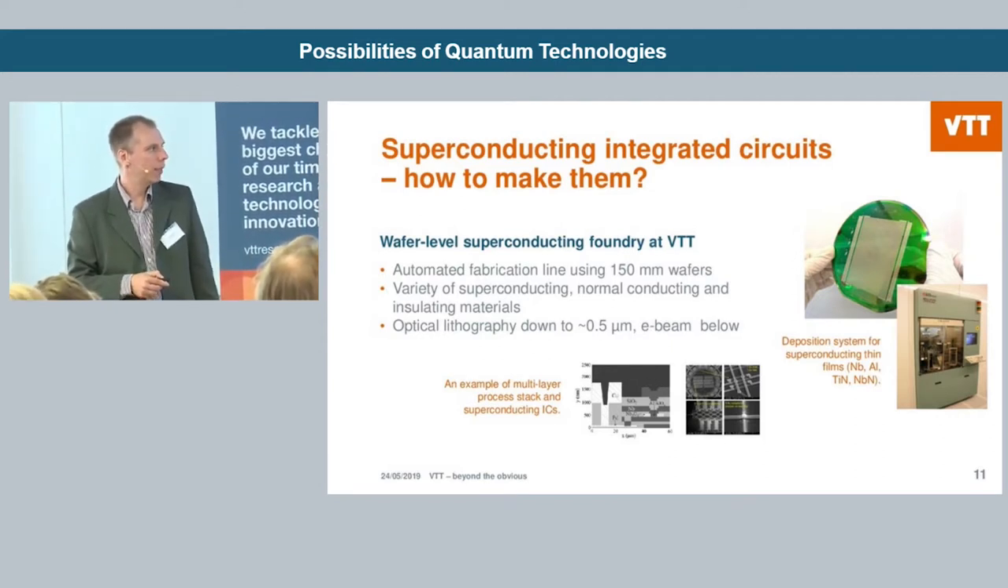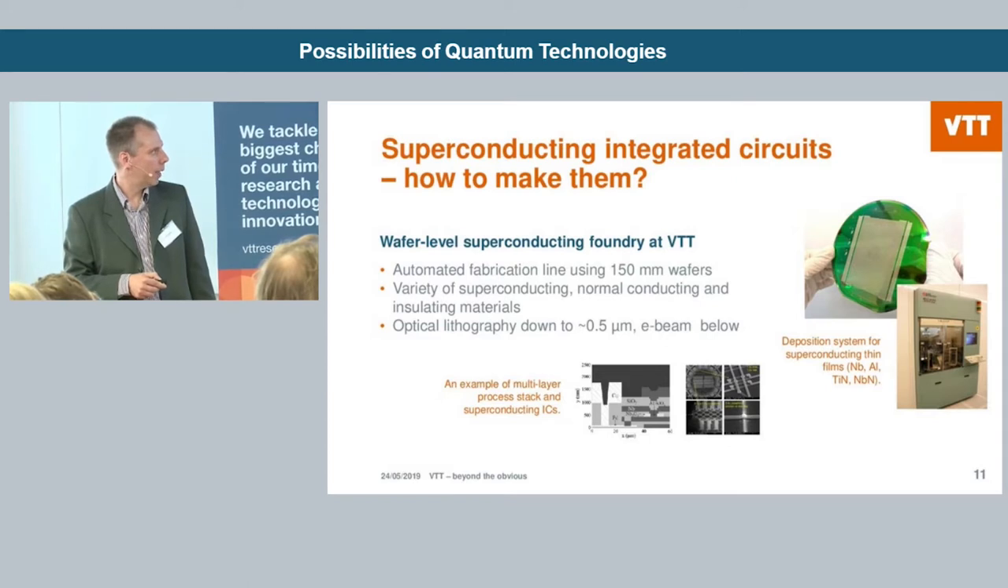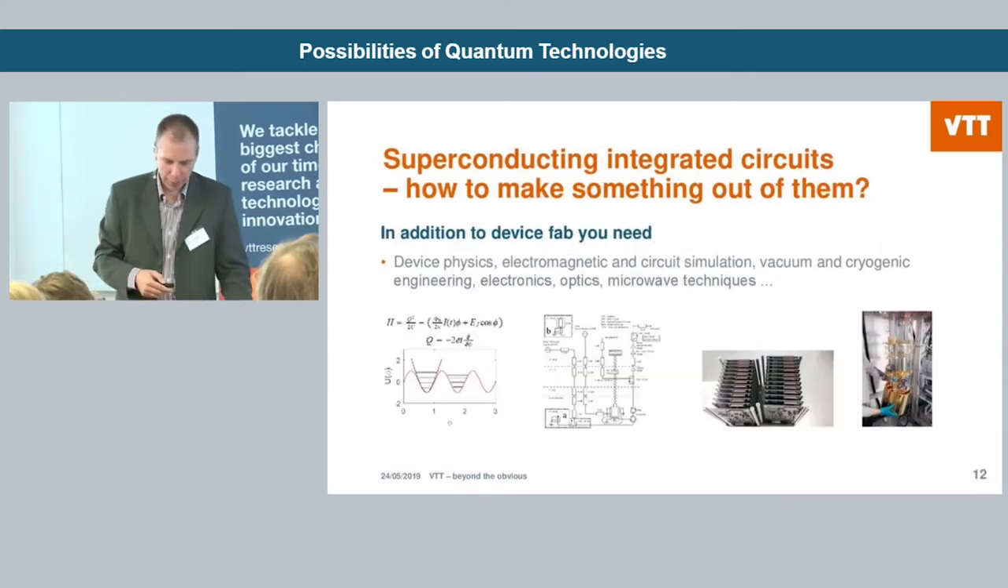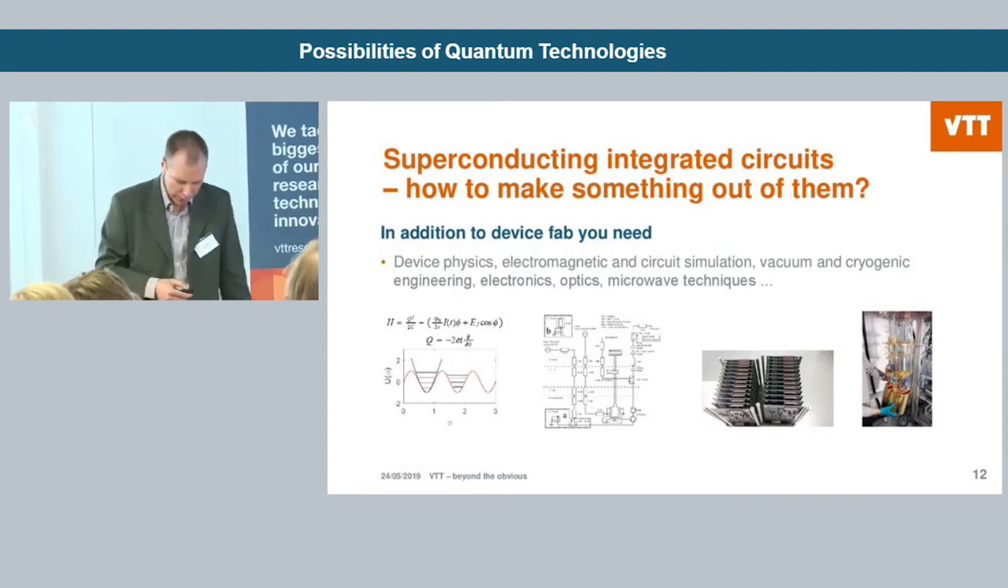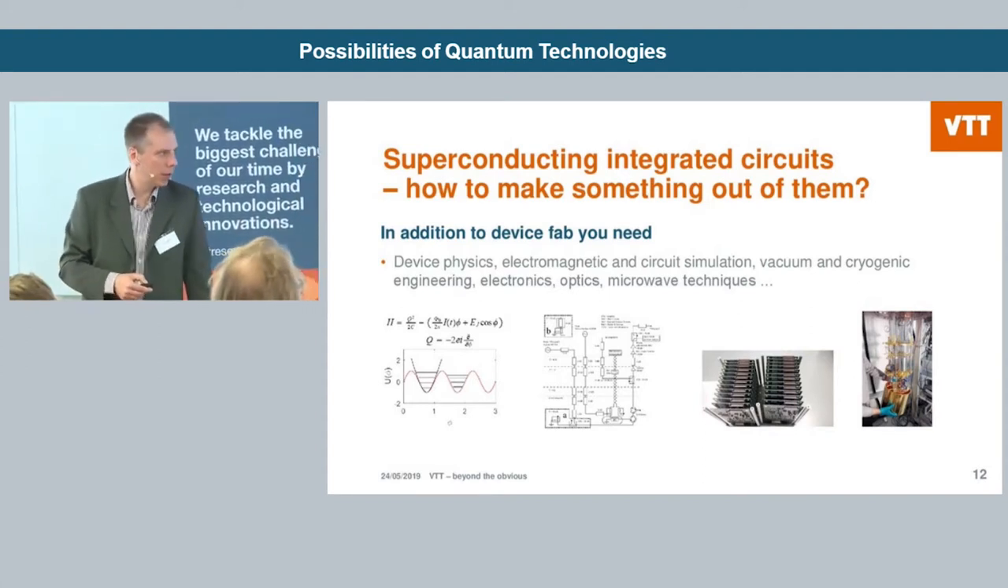Largely automated fabrication systems with a variety of superconducting and other materials. We have sub micrometer lithography, optical down to about half a micron, and then we can use electron beam lithography for going to deep sub micrometer structures if that is needed for some applications. And of course, it's not just about the devices. We need to do the engineering around it.